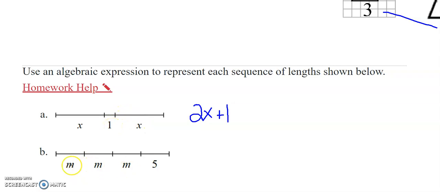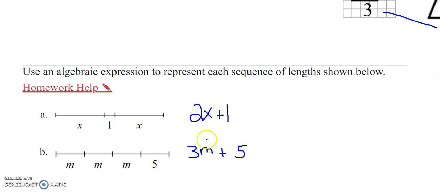And we have a 1 that we need to add on there too. So we say plus 1. So the algebraic expression is 2x plus 1. Here's another version where they're all together. And it's the same thing. We can add them up. 1, 2, 3. 3m plus r5.